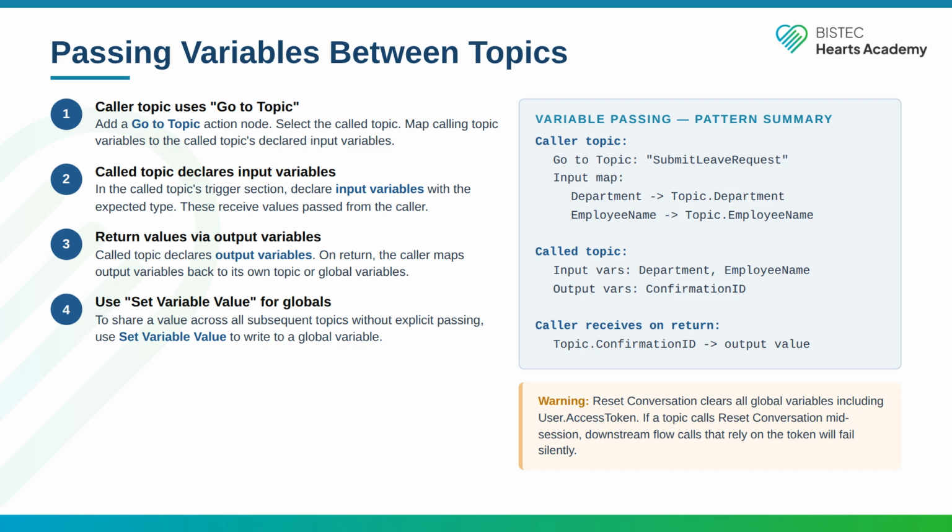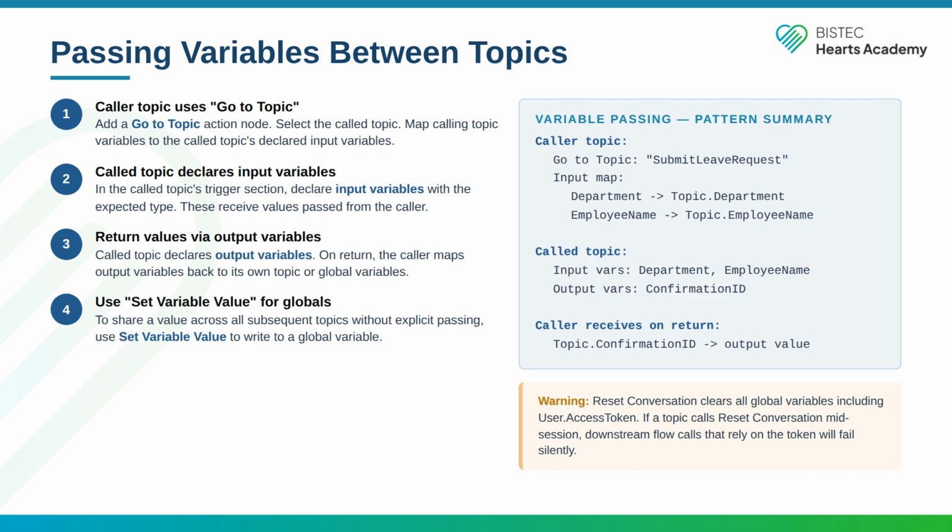To make this concrete, a calling topic passes department and employee name as input variables to a topic called Submit Leave Request. That called topic processes the request and returns a confirmation ID as an output variable. The calling topic reads topic confirmation ID after the topic call completes and uses it in a confirmation message.